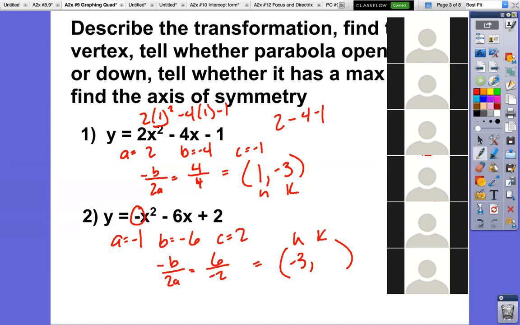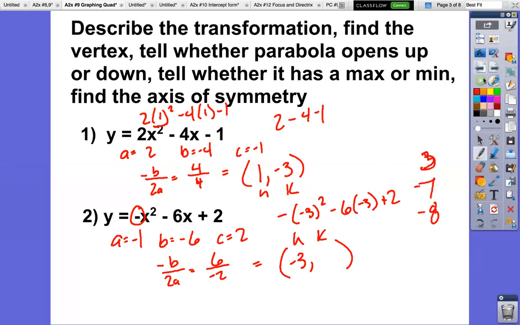All right, so let's check it out. It is the opposite of -3 squared minus 6 times -3 plus 2. -3 squared is 9. The opposite is -9. -6 times -3 is +18 plus 2.